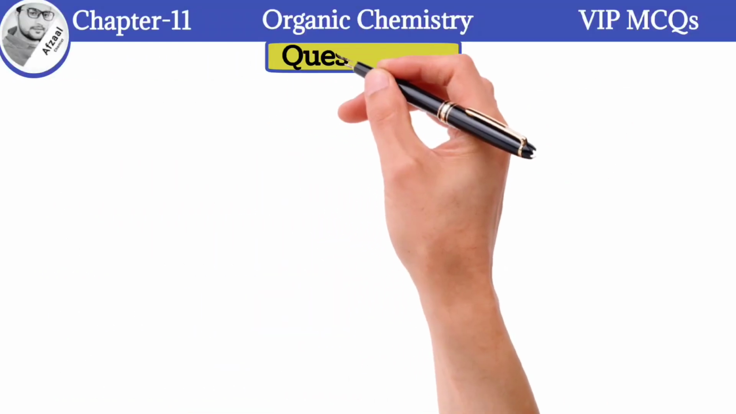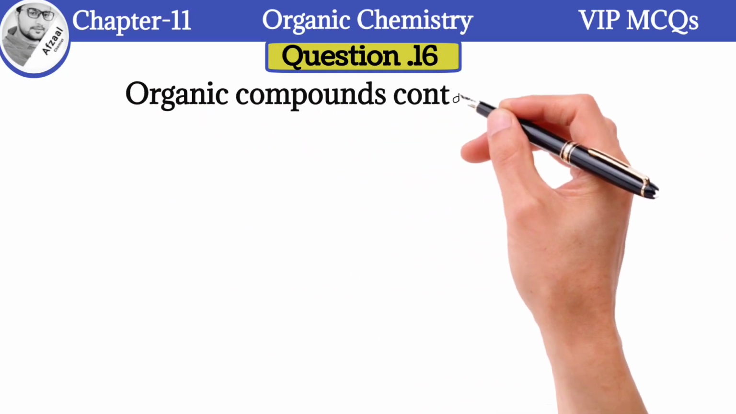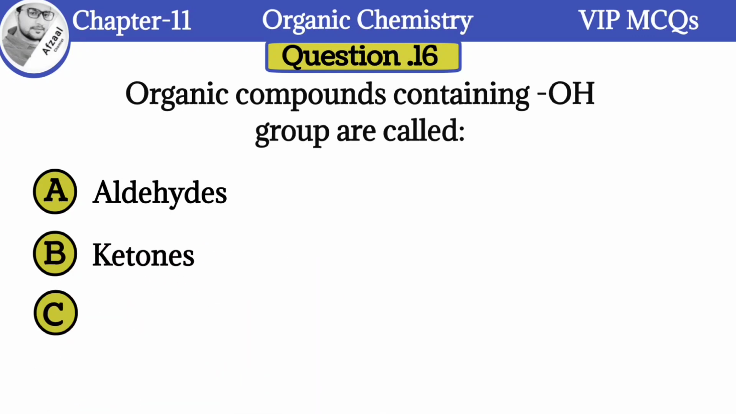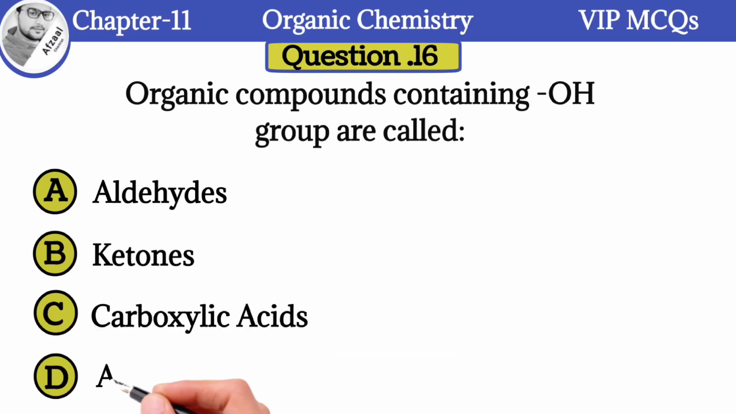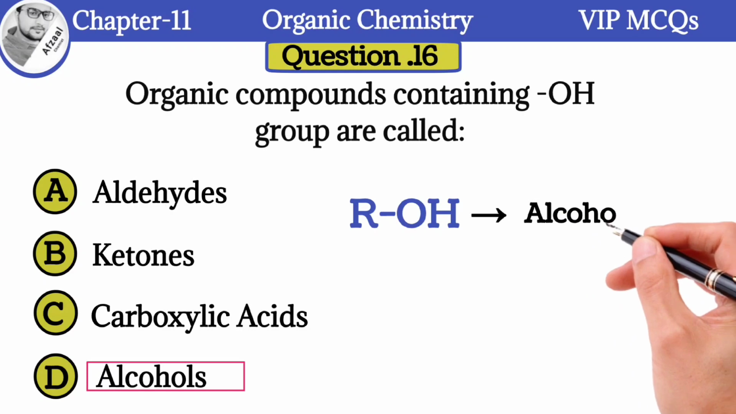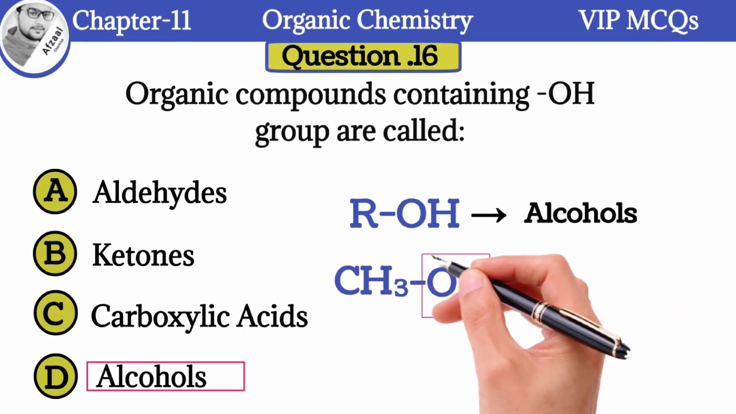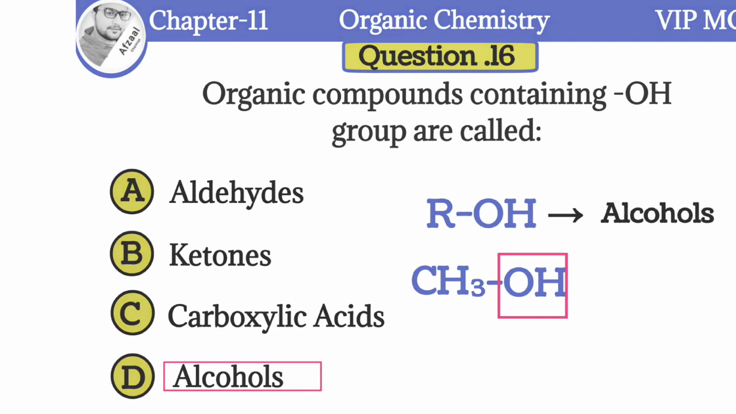Question number 16 is, organic compounds containing OH group are called: option A is aldehydes. Option B is ketones. Option C is carboxylic acids. Option D is alcohols. The correct option is D. Organic compounds containing OH group are called alcohols. This compound contains the OH group, that's why it is alcohol.